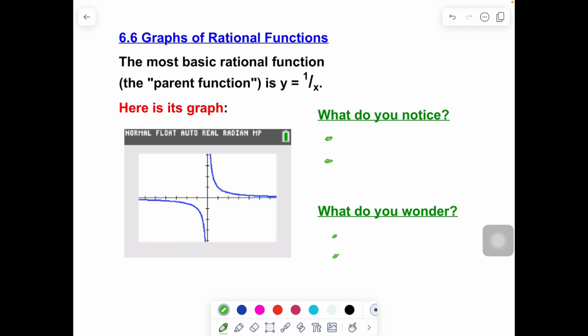Doing this on the video, I just want you to write some things down, and when I get back to class, we can go over some of people's observations. If you need to pause the video here to write down a couple of notices and wonders, then pause it here.